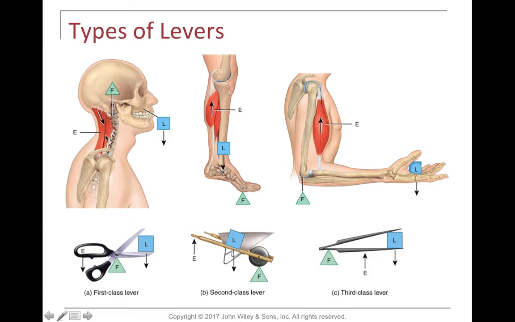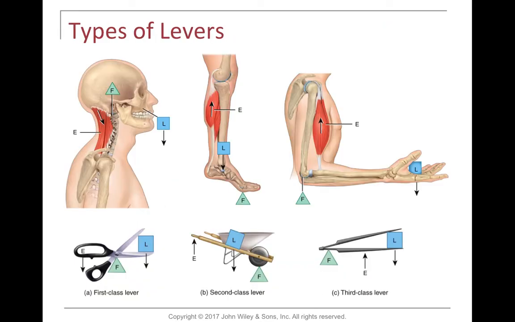And we also see that at our atlanto-occipital joint. So the effort will come from the muscles in our neck. The fulcrum will actually be in our vertebral column. And the load would be our jaw or the front portion.